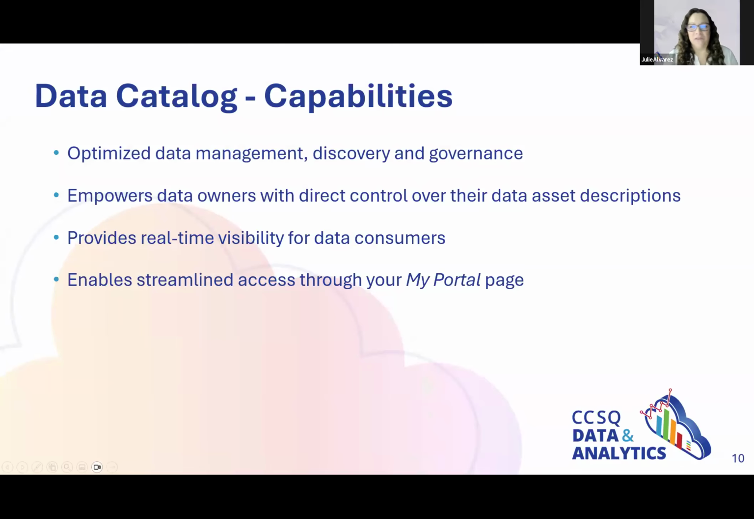I will give you an overview of the data catalog and then we'll follow it up with a demo so that you can see some of the things that I will go over. The new data catalog has capabilities such as optimized data management, discovery, and governance that simplifies how the data is found, organized, and governed. That ensures compliance and reduces some friction between the teams.